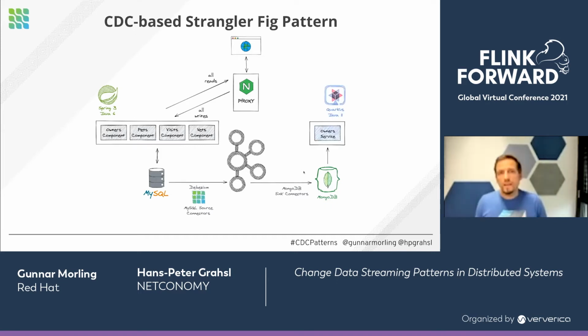So back on the application layer, we can then start the actual migration, extract this owner component related functionality from the monolith, and put it into its own microservice. And here we are, for instance, using Java and the Quarkus framework to do that. We can do this migration or extraction in multiple steps too.